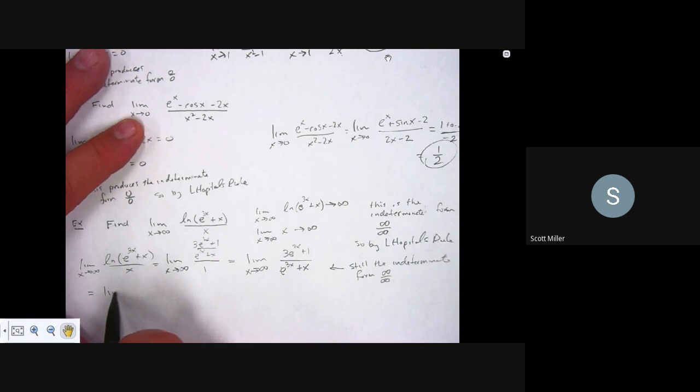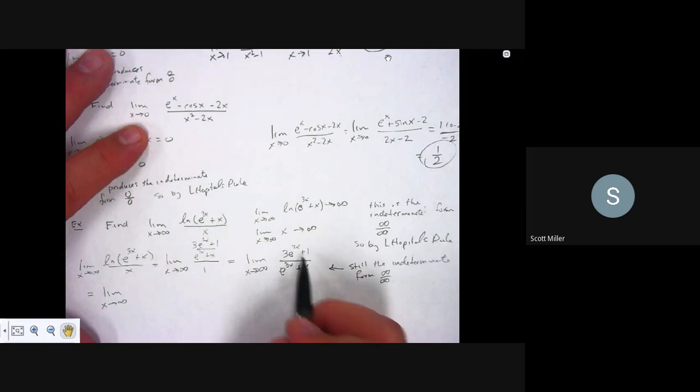So now take the limit as x goes to infinity and do the same thing again. Take the derivative of the top. So this right here is now going to be 9e to the 3x over, down here is going to be 3e to the 3x plus 1. So plug in infinity again, but wait, it's still infinity over infinity. This is still the indeterminate form. So do it again. You can keep doing this until it actually comes to a number.